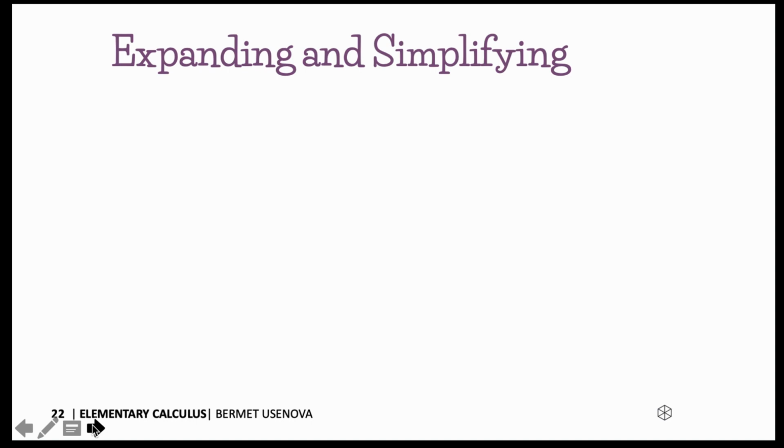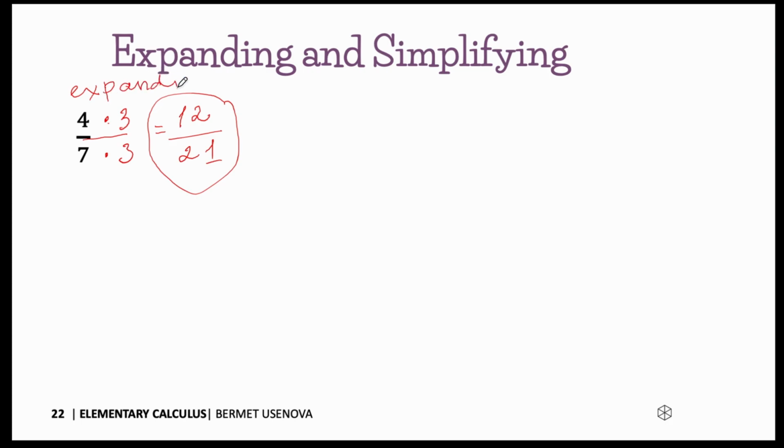Expanding a fraction means multiplying the numerator and denominator by the same non-zero real number. For example, let's take the fraction 4/7 and multiply numerator and denominator by 3. We take number 3 here and number 3 here, and we multiply, and we will have 12 in the numerator and 21 in the denominator. And by multiplying, we will end up with a new fraction. This is called expanding a fraction.